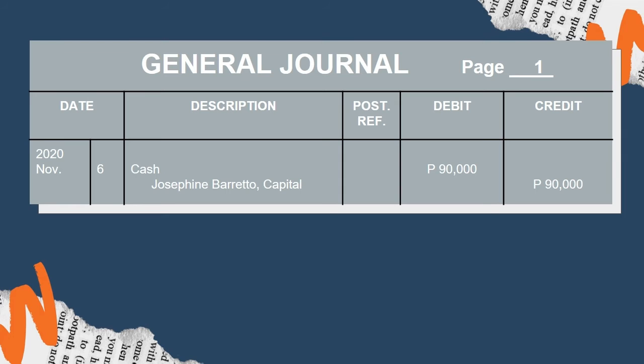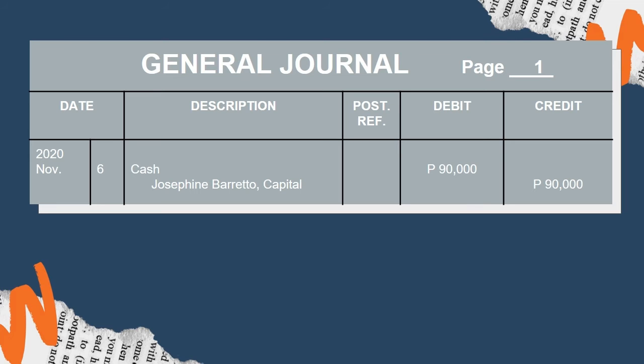The standard contents of the general journal are as follows. First, the date. The year and month are not rewritten for every entry unless the year or month changes or a new page is needed. Second, account titles and explanation, or the description. The account to be debited is entered at the extreme left of the first line, while the account to be credited is entered slightly indented on the next line.